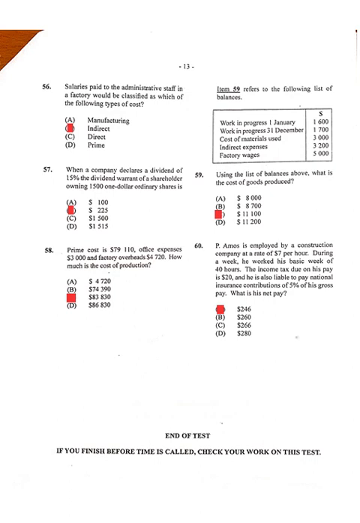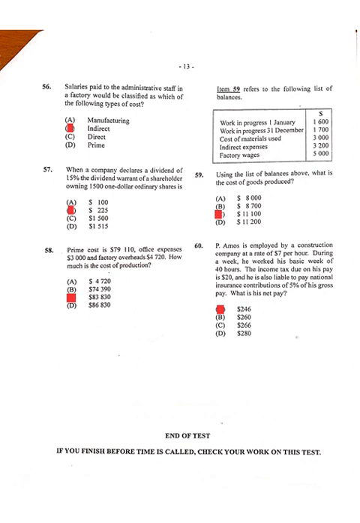Number 58, prime cost is $79,110, office expense $3,000, and factory overhead $4,720. How much is the cost of production? The cost of production is calculated in the manufacturing account. Office expense belongs to the income statement, so therefore it is only the prime cost of $79,110 and the factory overhead of $4,720, which will be added to give us a total of $83,830. The answer is C.